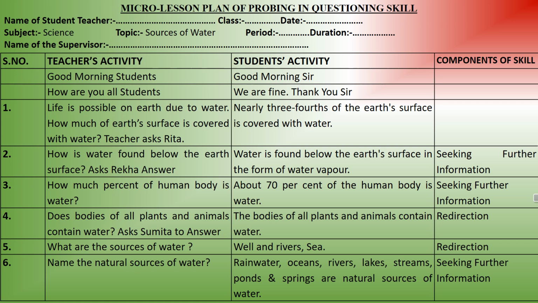The teacher will then ask the next question, name the natural sources of water. The students will answer that rainwater, oceans, rivers, lakes, streams, ponds and springs are natural sources of water. The component used is seeking further information.